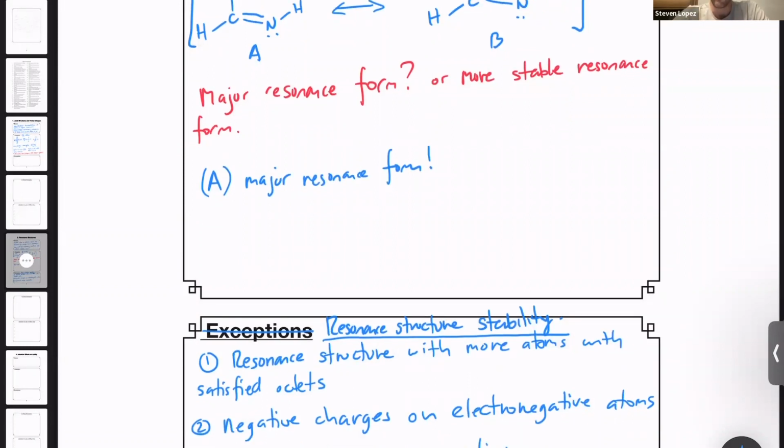If the two resonance forms are also a tie in A and B, then the next step is to compare whether there's a charge separation. Are there positive and negative charges on the same molecule? Those that have less charge separation are more stable than those with more charge separation.